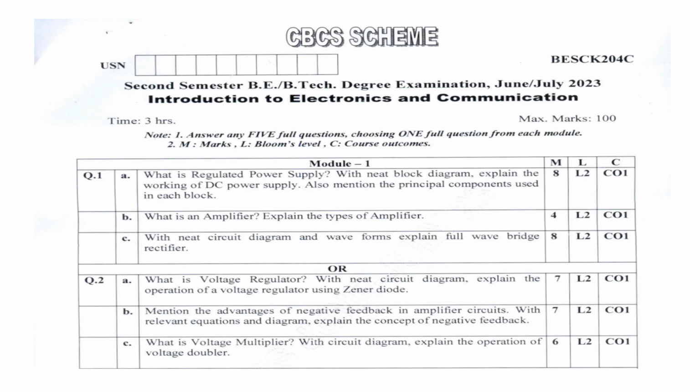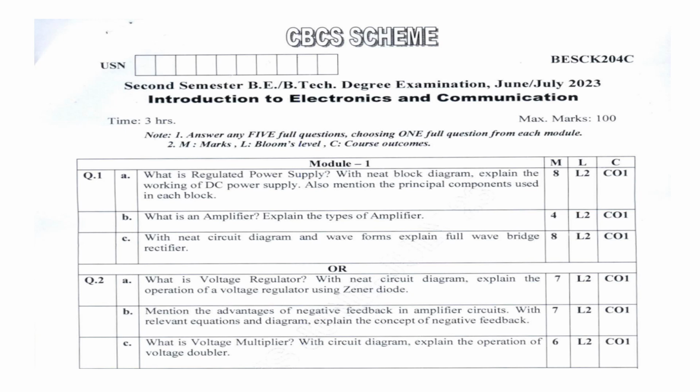And the B question is about the amplifier. And the C question is, with a neat diagram and waveform, explain the full wave bridge rectifier. In our choice, we have voltage regulator: you have to draw a neat circuit diagram and explain the operation of voltage regulator using Zener diode.